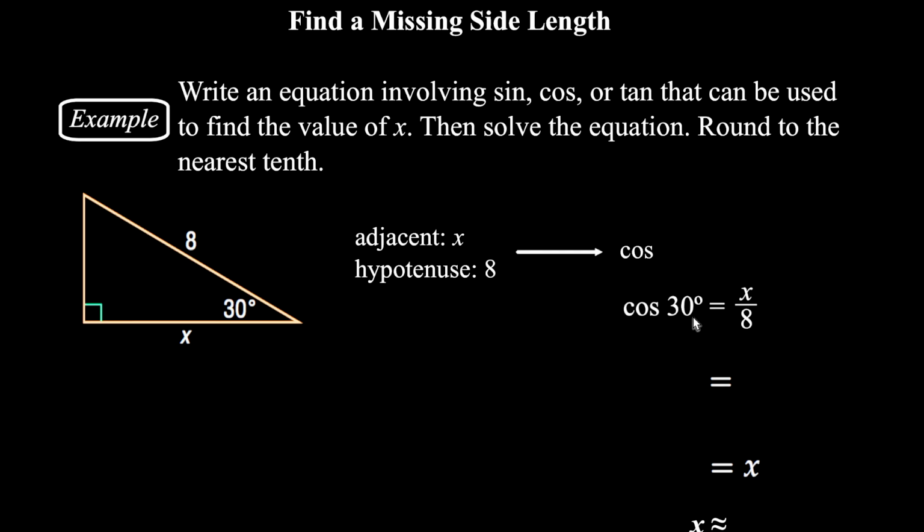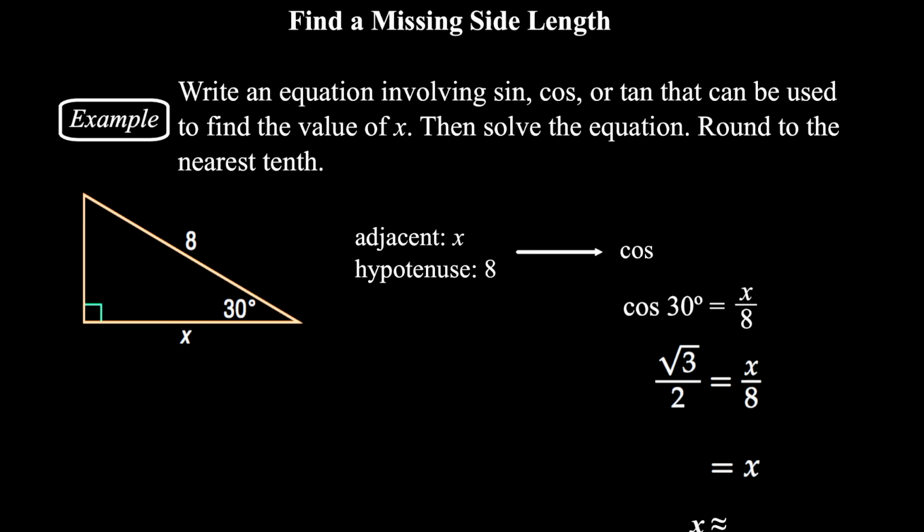Well, from your table that you will be memorizing, what is the cosine of 30 degrees? The cosine of 30 degrees is the square root of 3 over 2. And then we have x over 8 on the right. And then to solve that, we need to get x by itself. So we're going to multiply both sides by 8.